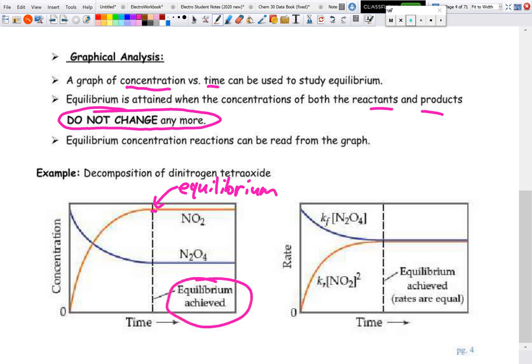It's right here. Now, of course, there's another way you can graph this as well, and this is when we look at the rate of a reaction over time. We're not going to learn how to calculate rate. This is more of a university level chemistry thing. But of course, you'll notice that when the rates of both reactions are the exact same, that's how we know equilibrium is established.